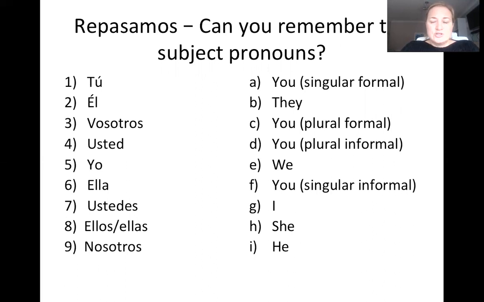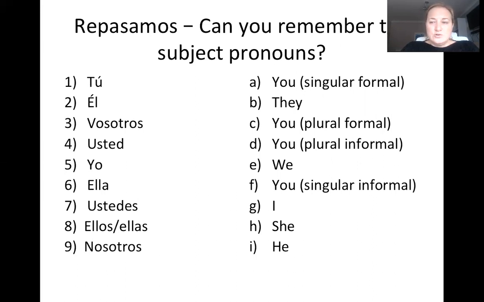2, then él, we should have E, which is he, okay? 3, vosotros, we should have D, you, it's plural and it's informal. So if you're talking to a group of people and it's an informal situation, or you know them quite well, you're going to use the vosotros form of the verb. Number 4, usted, we should have A, you, and it's singular and it's formal. So, you know, if you were in like a work situation or a job interview or something like that, you're definitely going to be using the usted form of the verb.